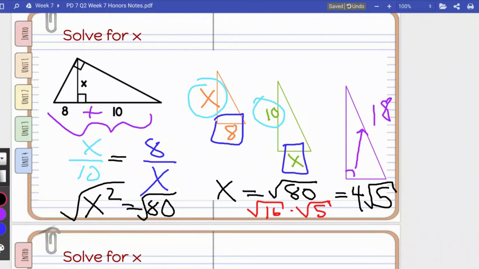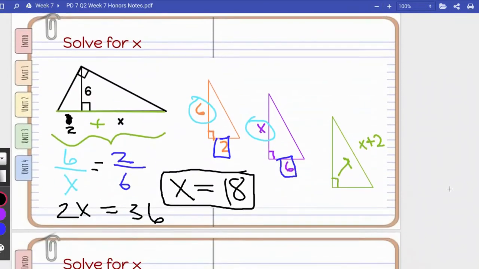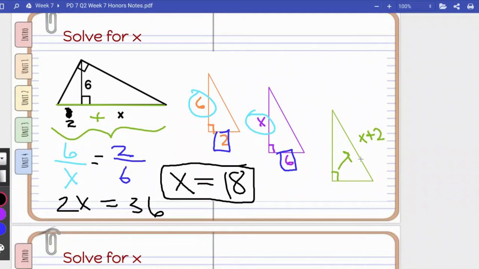Pause the video and try the next example on your own. On the next example, I set up my triangles like this. I changed this 8 to a number 2 because 8's not realistic, so 8 shouldn't have been here to begin with. This should have been a 2.